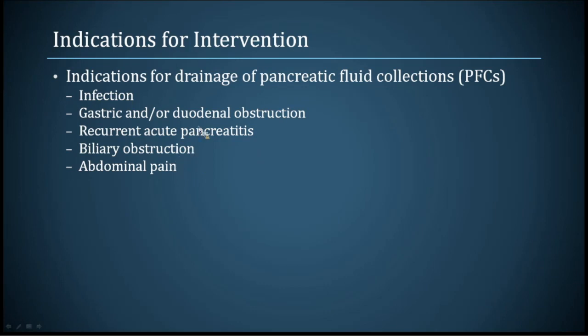If the patient has an infection of a pseudocyst, they have obstruction, the cyst is big enough to cause the pylorus, the duodenum, or the stomach to get obstructed. They're having recurrent pancreatitis. The pseudocyst might be sitting right on top of the pancreatic duct, causing recurrent episodes. Biliary obstruction, mass effect. Abdominal pain from mass effect of these big collections pushing on adjacent structures.